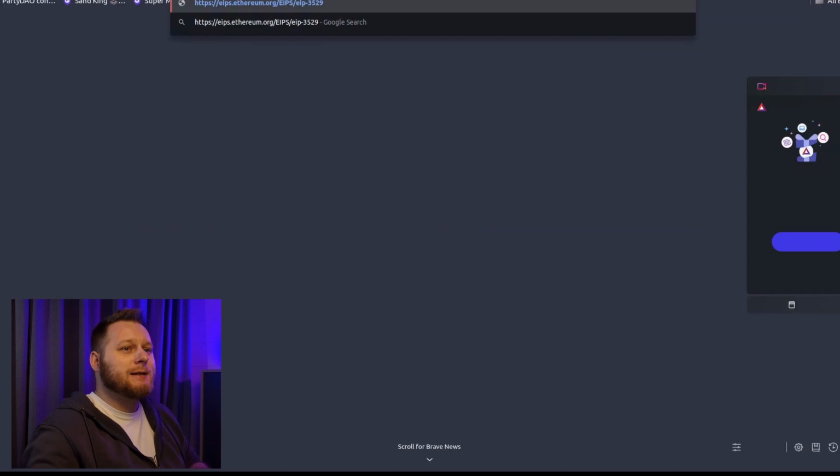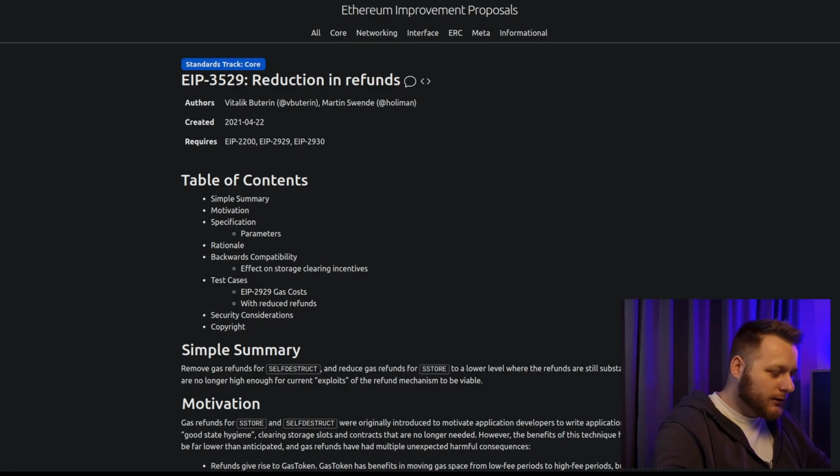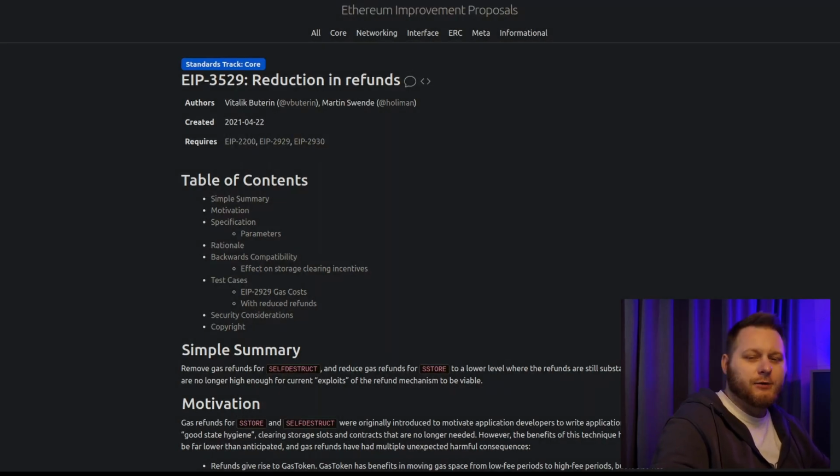However, it led to abuse because after a few years, there appeared the concept of gas tokens. Gas tokens leverage the fact that the gas price was different during different parts of the day. So when the gas prices were really low, it was storing a bunch of rubbish data, just to fill up the storage variables. And then when the gas prices were high, you could just go and self-destruct the contract and you would get the huge refund.